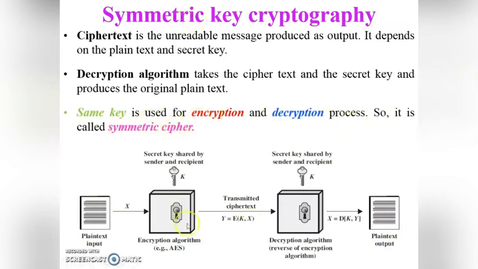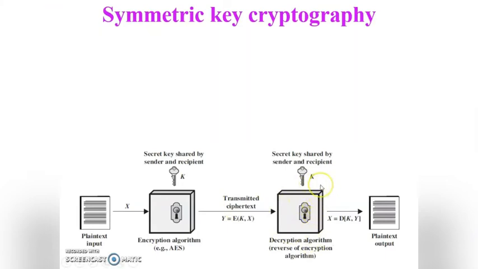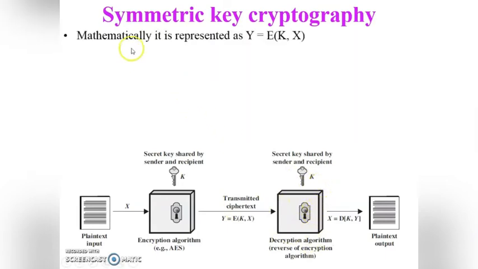Next one, the decryption algorithm. It takes the ciphertext and the secret key and produces the original plaintext. On the right hand side of this figure, the inputs of the decryption algorithm are the transmitted ciphertext and the same key which is used by the sender. So both are inputs, ciphertext and key. The output on the receiver side is plaintext, the same message as sent by the sender.